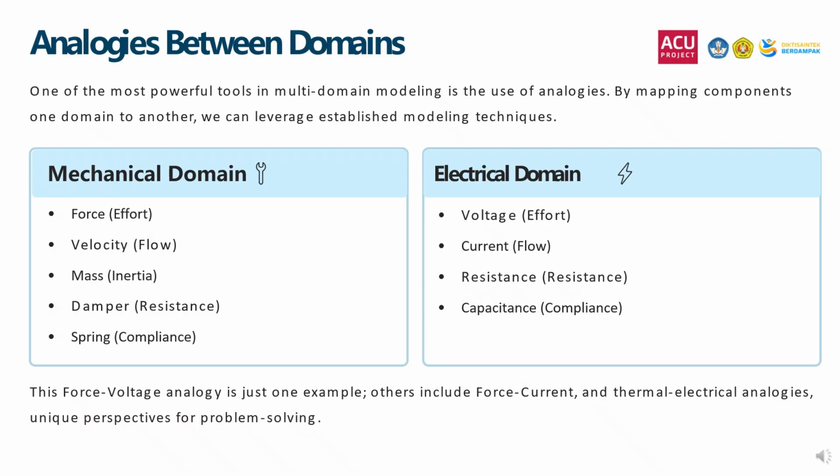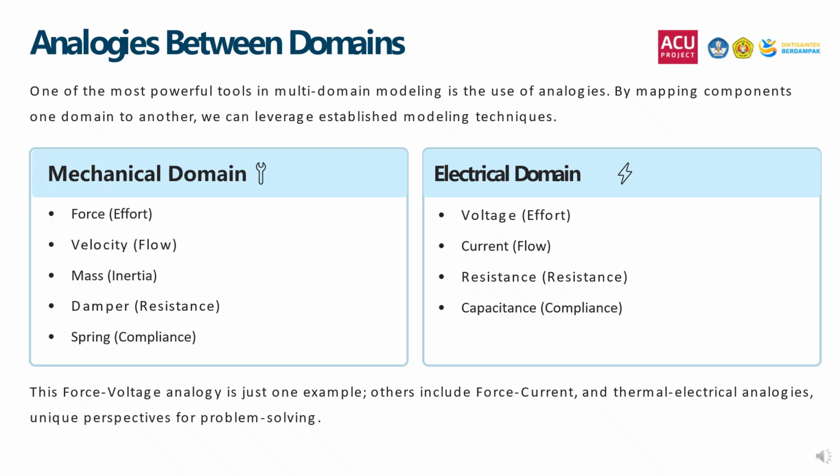This slide highlights the use of analogies between domains, which is a powerful tool in multi-domain system modeling, because the governing equations across different physical domains often share similar mathematical structure. We can map a component from one domain to another. For example, in a mechanical system, mass representing inertia is analogous to inductance in an electrical system. Mechanical damping behaves like electrical resistance, and a spring corresponds to electrical capacitance.